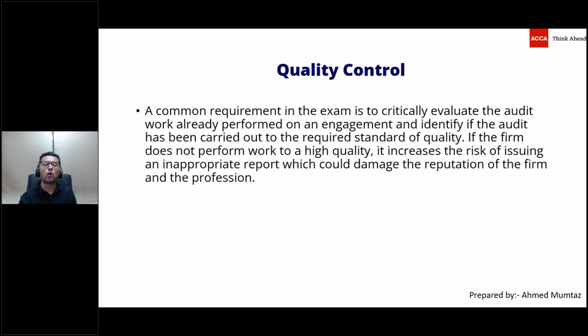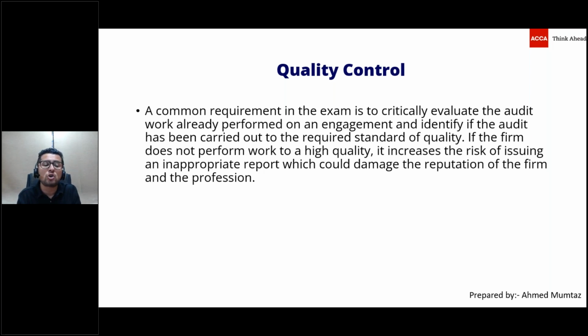Now let's explore quality control. A common requirement in the exam, along with those ethical and professional issues, is to critically evaluate the audit work already performed on an engagement. So just imagine I have performed a particular audit. Now what you have to do is evaluate the audit work already performed. So the work is done and dusted. You have to evaluate the work, and you have to identify if the audit has been carried out to the required standard of quality. So you have to identify the mistakes. You have to identify the loopholes with respect to quality.